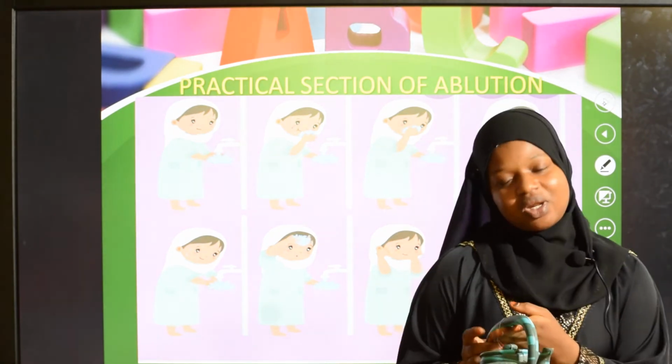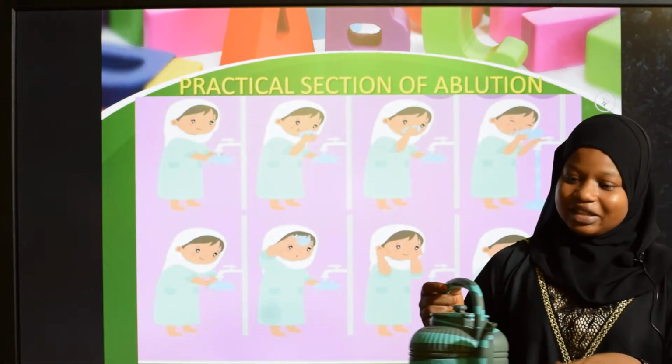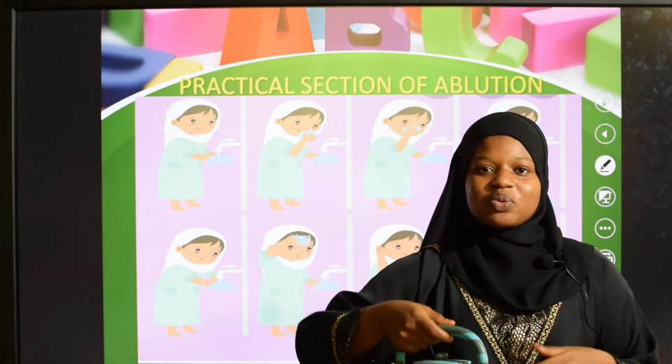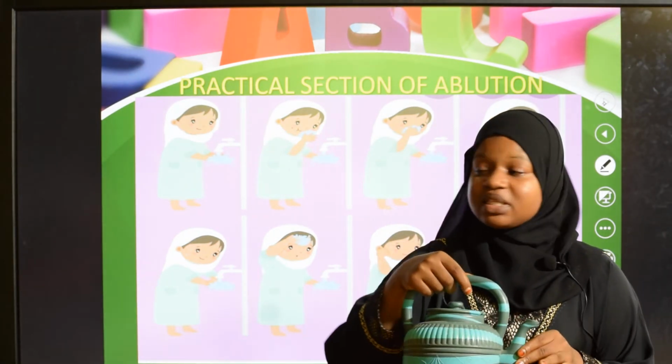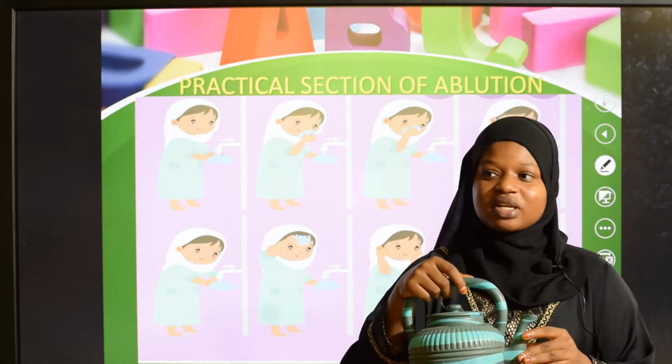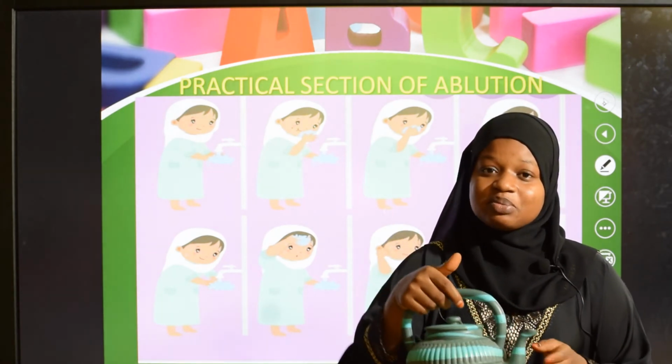Ablution. So I've made the intention. Then I will get my water. Then what do I say? I start with what? Bismillah. After the Bismillah, what do I do?